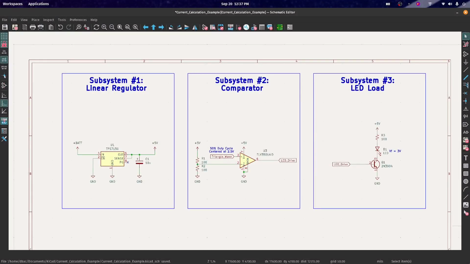Hi everyone. Today I will be talking about design considerations and processes for battery-powered projects. When designing a battery-powered electronic project, it's good to analyze how long the battery is expected to last.